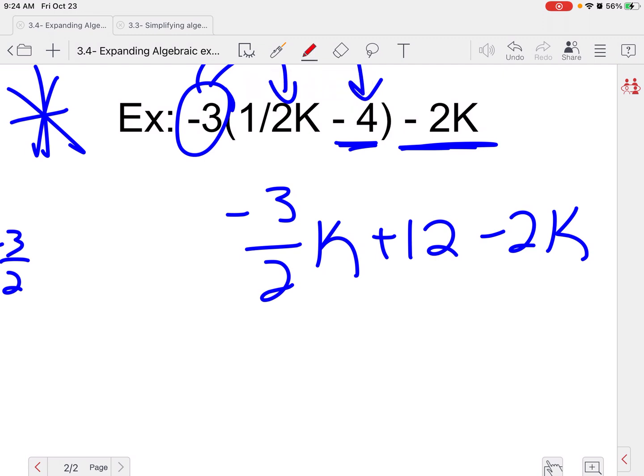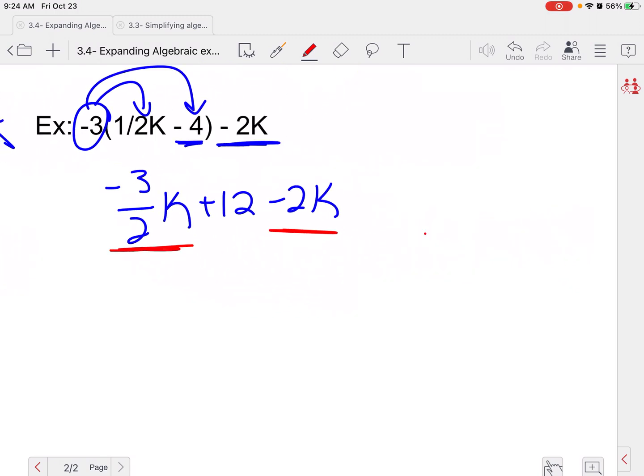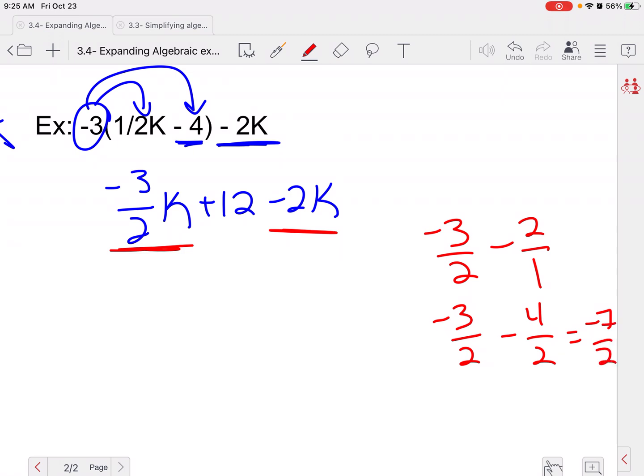Now I see the 12 doesn't have any buddies, but we do have some k's. And guess what? We're going to add fractions, and that's going to be okay, right? So we have negative 3/2, and it's going to be minus 2. So to get a common denominator would both be 2, so we're going to have minus 4 over 2. So we have negative 3 minus 4, which is negative 7 over 2. Okay, so that would be negative 7 over 2k plus 12.